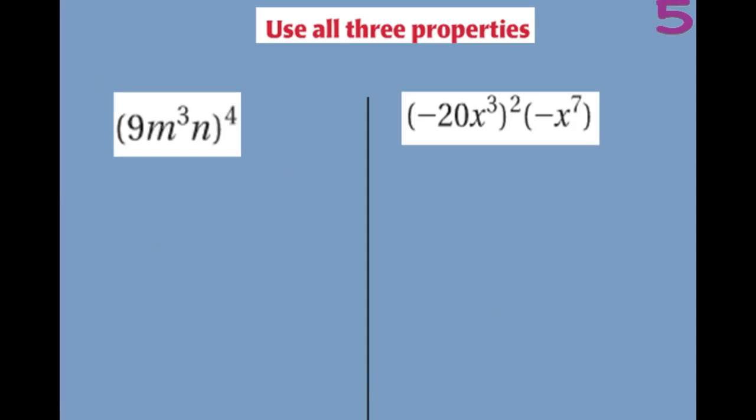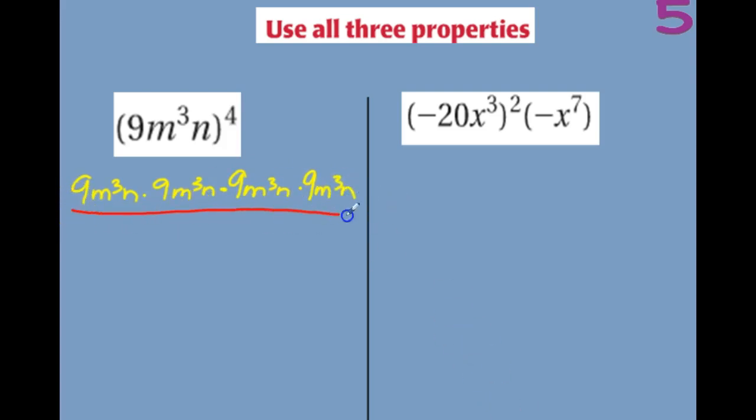So here's another example of that. We would write 9m to the 3rd times n 4 times. 9m to the 3rd n, 9m to the 3rd n, times 9m to the 3rd n. One more, 9m to the 3rd n.